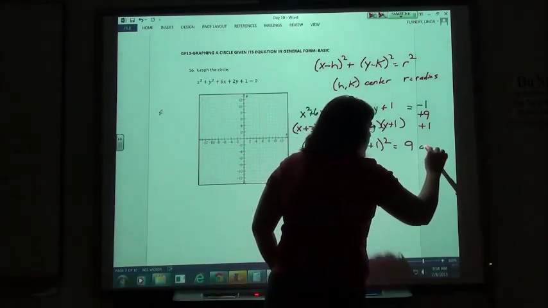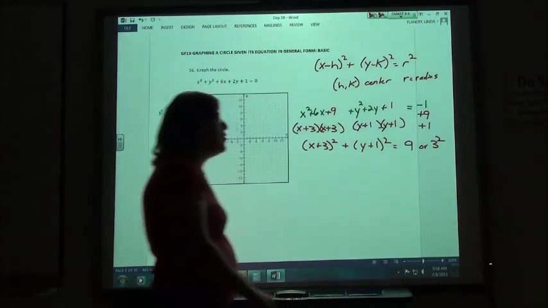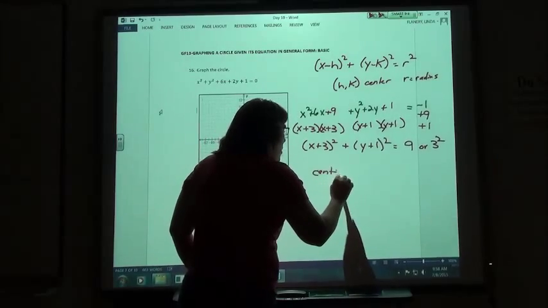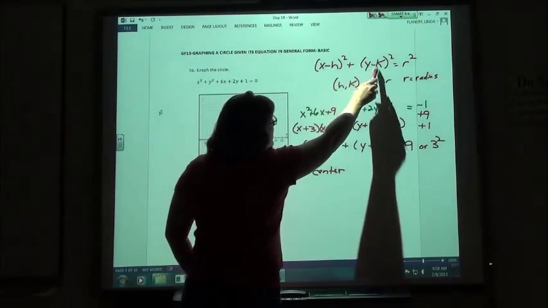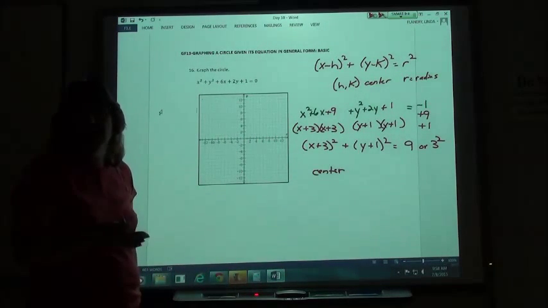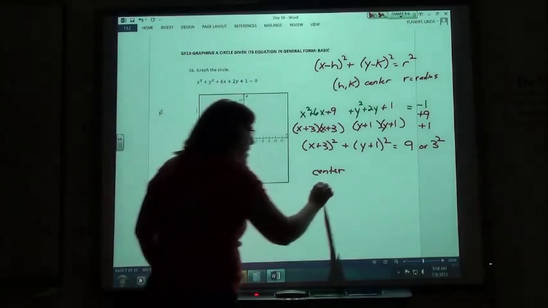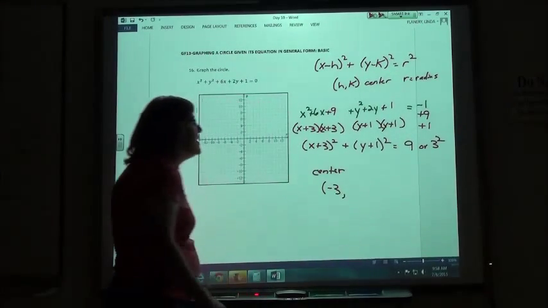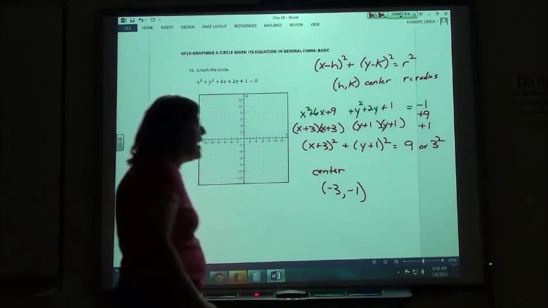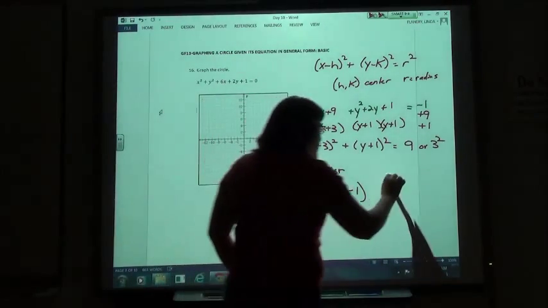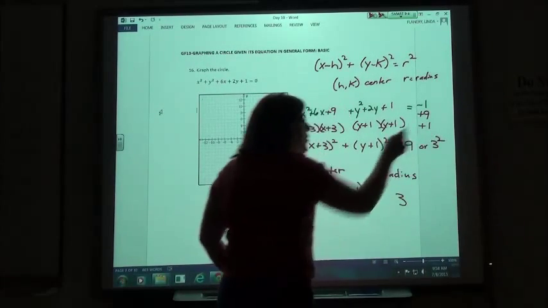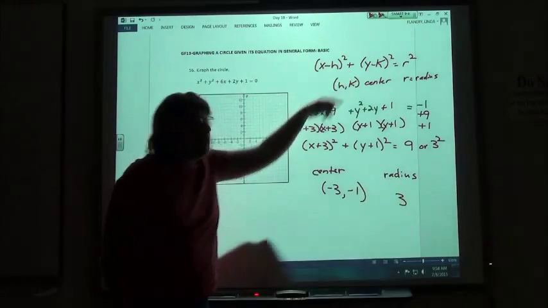9 we can rewrite as 3 squared, right? So the center of this circle, since I have a minus h and a minus k, actually ends up being the opposites. It'd be like if I took x plus 3 equals 0, I get minus 3. So the x value of my center is at negative 3. The y value of my center is at negative 1. My radius is 3, square root of 9, or 3 squared if I have it in standard form.